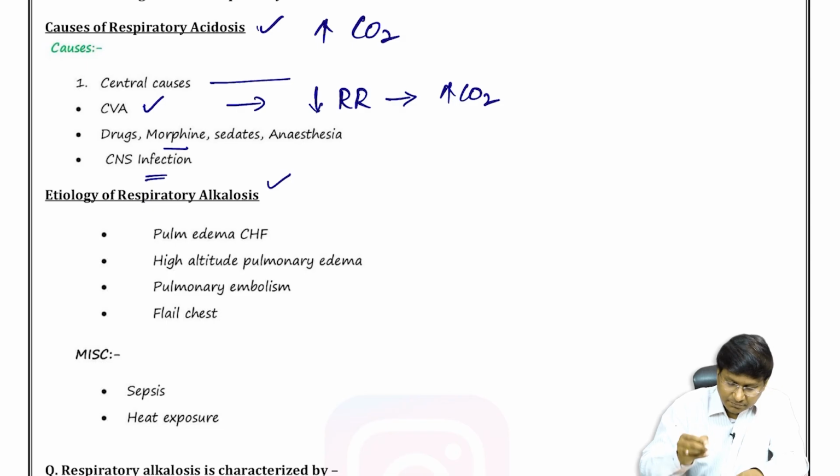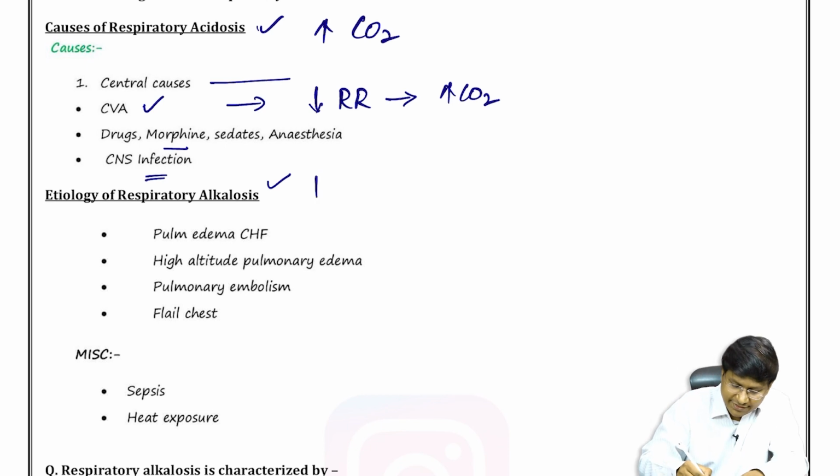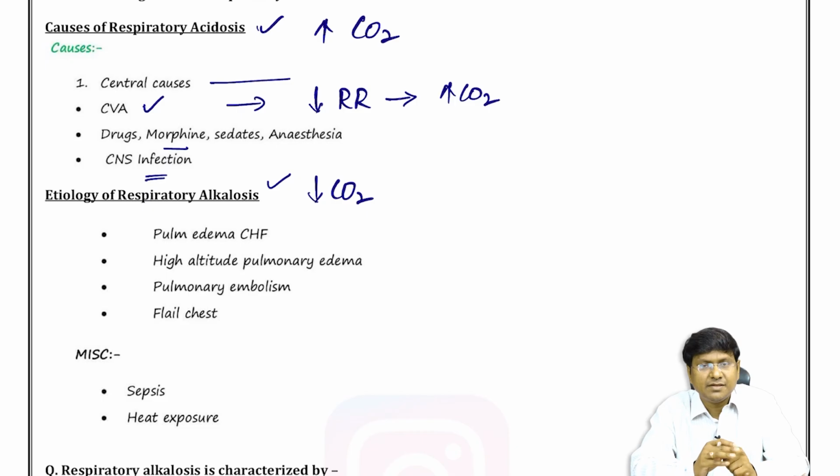Next, coming to respiratory alkalosis. If you take respiratory alkalosis, there should be a decrease in carbon dioxide, right? There should be a decrease in carbon dioxide.